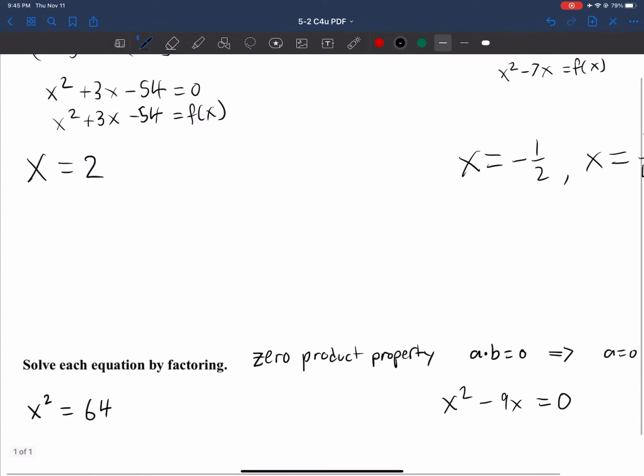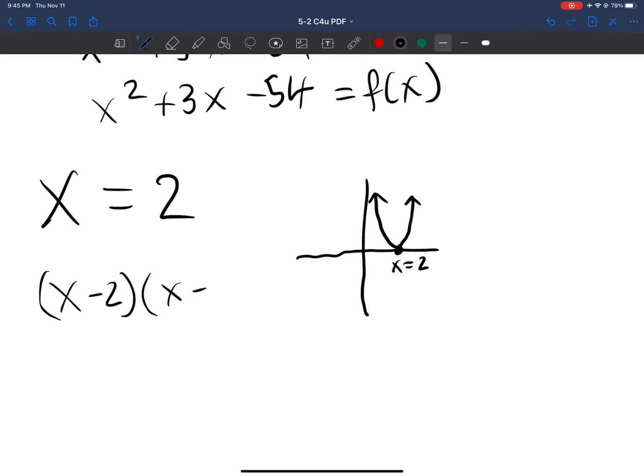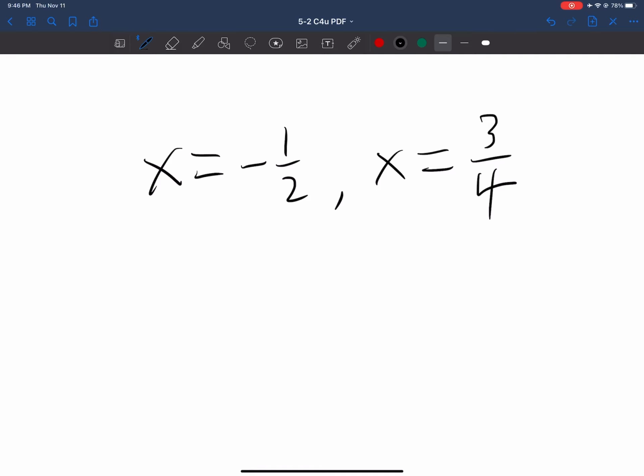And we have x equals 2. If you are given a single root, a single solution, this only happens when you have one x-intercept, or the vertex of your parabola is sitting on the x-axis. In this case, x equals 2. If you have a repeated root, that's not unusual. We just have the factor x minus 2 twice. Foil this together, and we get x squared minus 2x minus 4x, and negative 2 times negative 2 is positive 4.